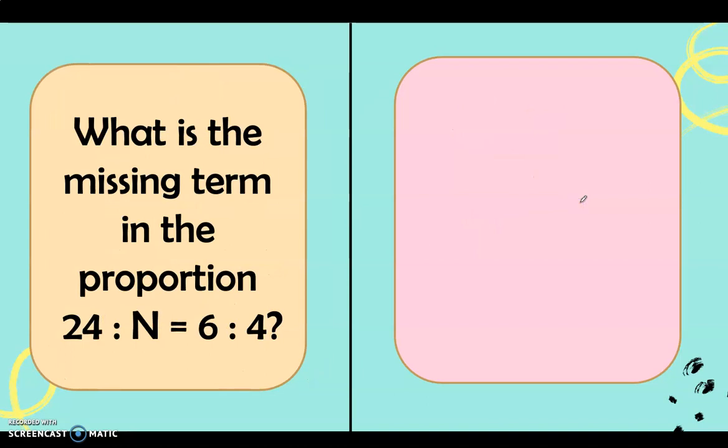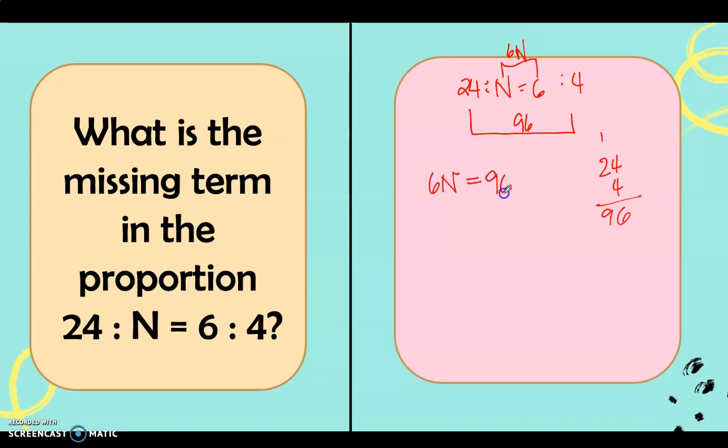Next, what is the missing term in the proportion? As you can see, 24:n is equal to 6:4. So again, how do we find the missing term? All you have to do is multiply the product of the means and the product of the extremes. First we multiply 24 times 4, that is 96. Then multiply the 6 and n, we have 6n. So we have 6n is equal to 96. Whatever the value of n is, when you multiply it by 6, it should be equal to 96.